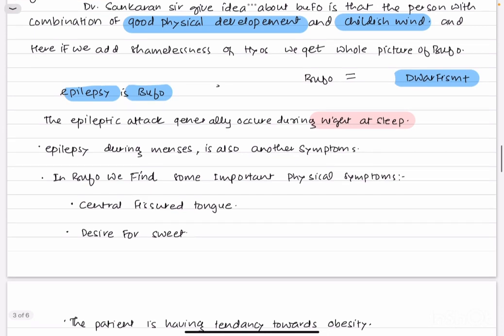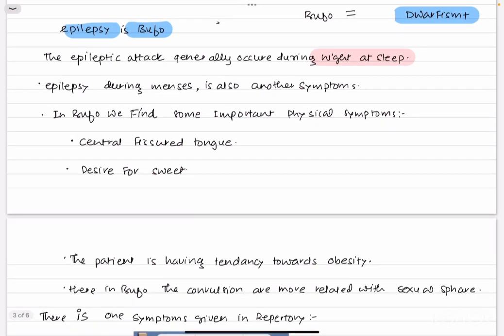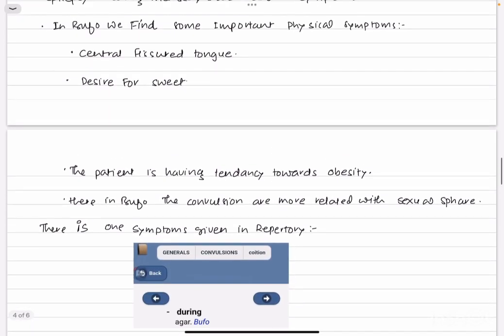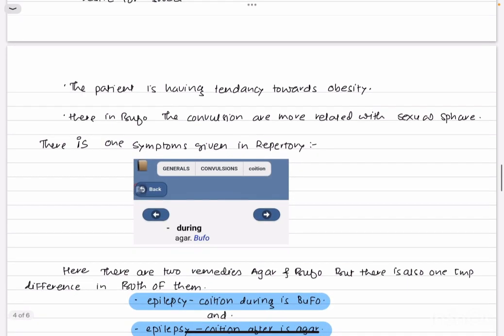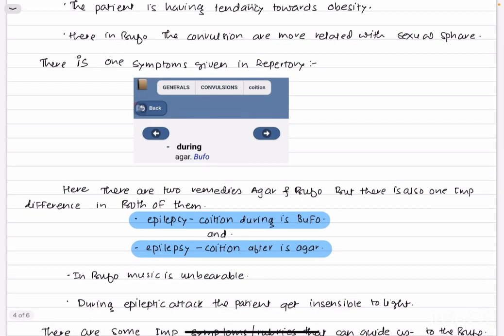In Bufo we find some important physical symptoms also. What are they? The central fissure in the tongue, desire for sweets. The patient has a tendency towards obesity, and another important symptom is that Bufo convulsions are more related to the sexual sphere. There is one symptom given in the Synthetic Repertory: generalities, convulsions, coition during. This symptom has only two remedies, Agaricus and Bufo rana, and Bufo rana is in 2 marks.